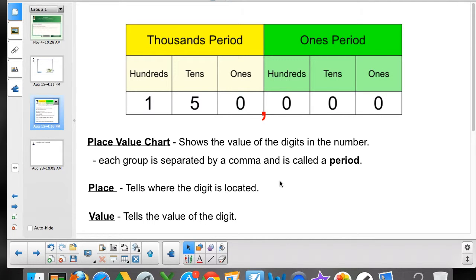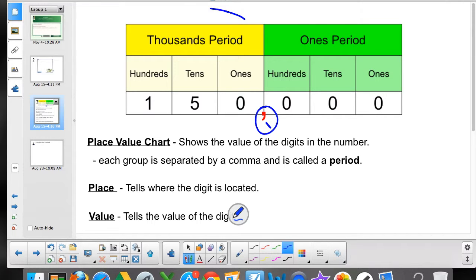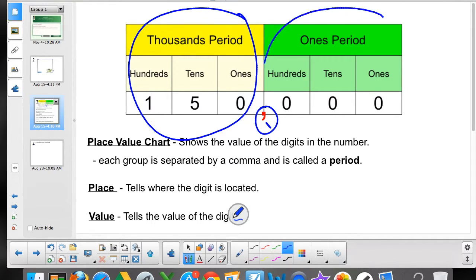Here you see a place value chart. The place value chart shows the value of the digits in the number. Each group is separated by a comma. We have the thousands period and the ones period. In each period, you will notice there's a hundreds, tens, and ones.